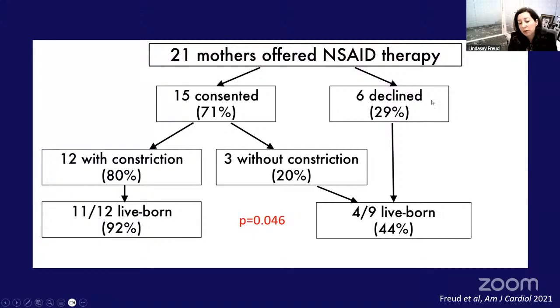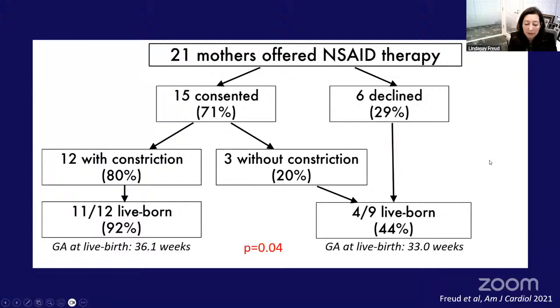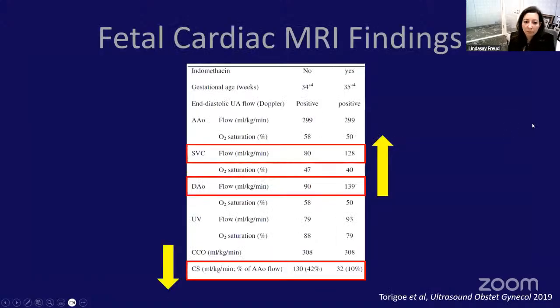Whereas those who either declined NSAID therapy or who were unable to achieve ductal constriction, less than half of them made it to live birth. And that was actually a statistically significant difference. Beyond just survival to live birth, if you look at the gestational age at live birth, you see that we were able to get these fetuses born at 36 weeks versus 33 weeks, which is really a world of difference when you're trying to manage them in the neonatal period.